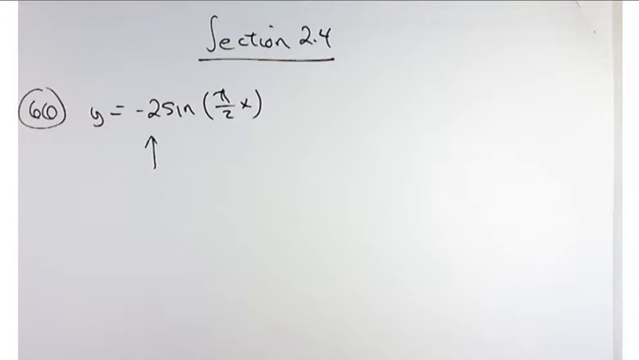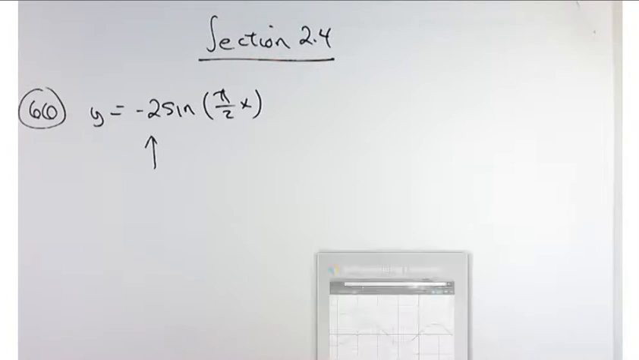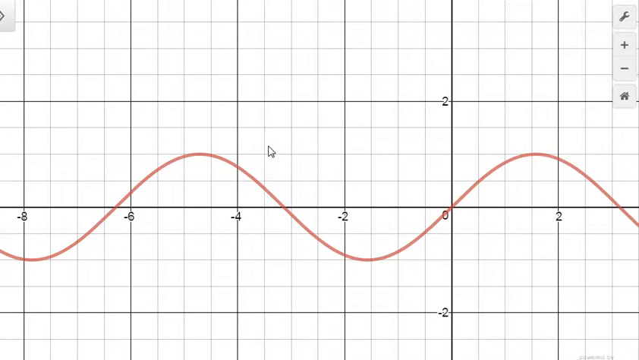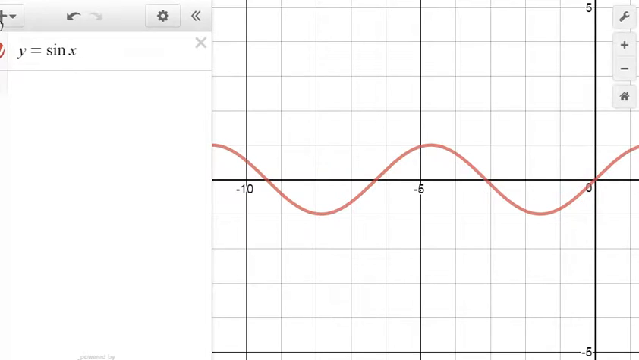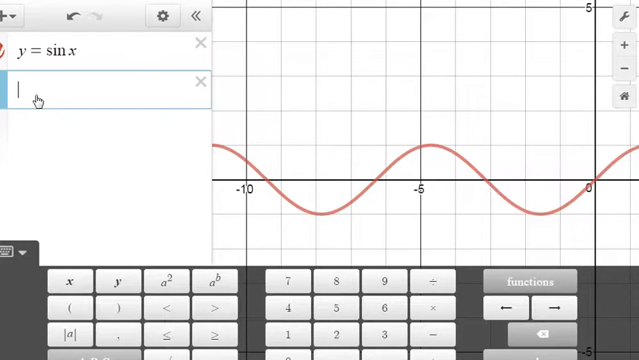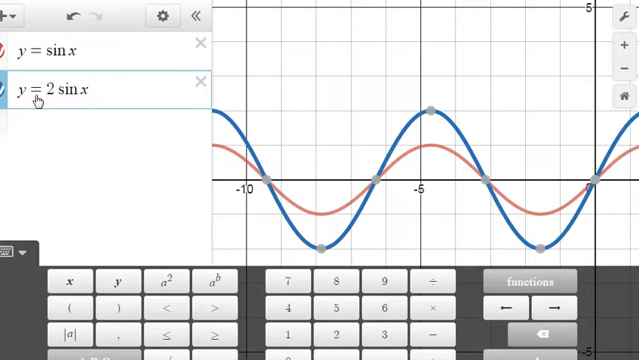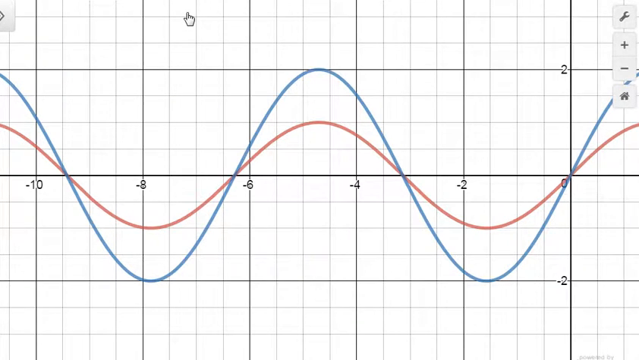Good. It's going to make it go up and down a little bit taller. It's going to go up to 2 and down to negative 2. So let me take a quick look at that using Desmos. Here's the graph of the sine function, y equals sine of x. But if I put a 2 out in front of it, y equals 2 sine of x, then what you can see is that the amplitude has changed. The graph jumps up and down between negative 2 and 2.